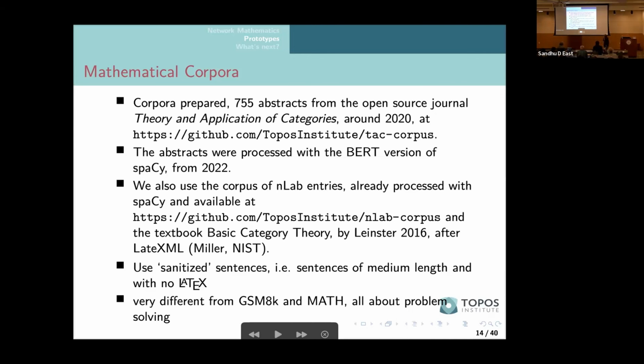To try to prove that we are doing these things correctly, we use sanitized sentences. We have lots of problems with the LaTeX in the traditional tools, so we have to remove the LaTeX in such a way that the sentence still makes sense.